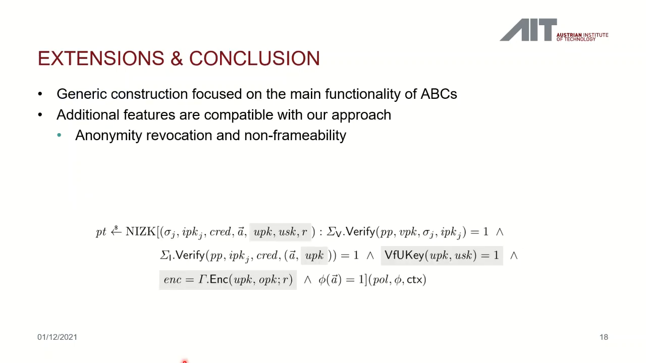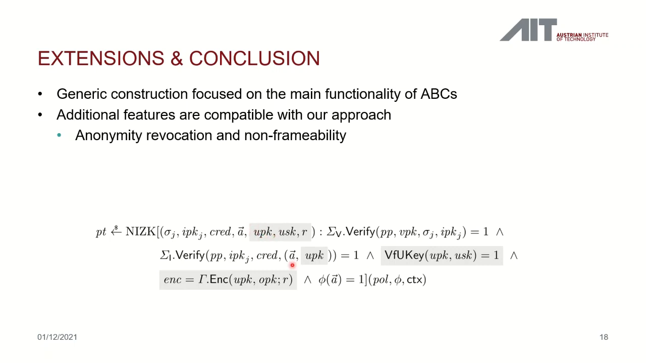In the main part of our paper, we focused on the generic construction that only supports the main functionalities of ABC systems, so basically issuance and presentation. But of course, the ABC systems found in literature support many more functionalities, which can also be added on top of our scheme. So for instance, if one wants to achieve anonymity revocation and non-frameability, this could be achieved as follows. In the first step, we let the user compute a local key pair and let the issuers sign the user's public key as an additional attribute.